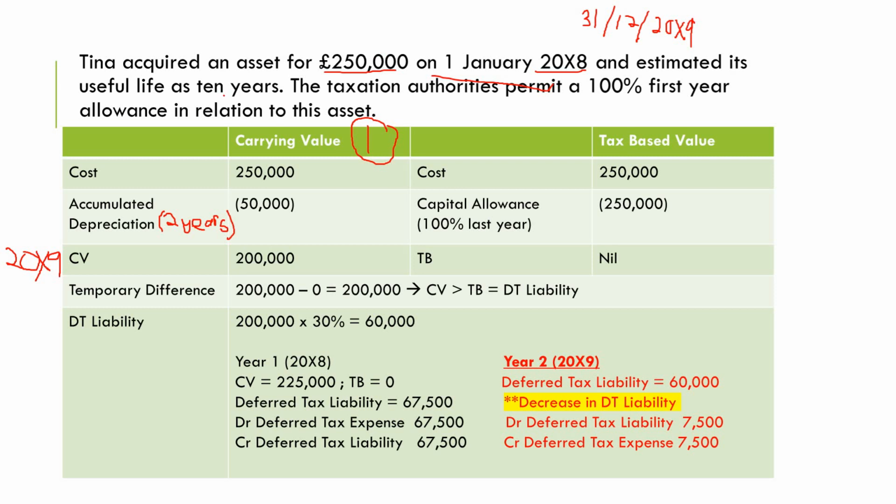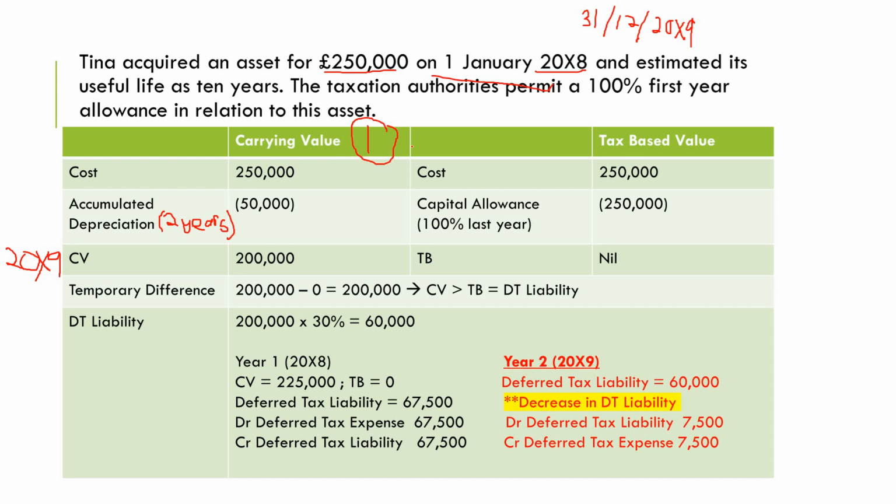250,000 divide by 10 years and times 2, you get the accumulated depreciation of 50,000. So this gives you a carrying value of 200,000. So this is the carrying value for 31st December 2009. Okay, this is the carrying value.